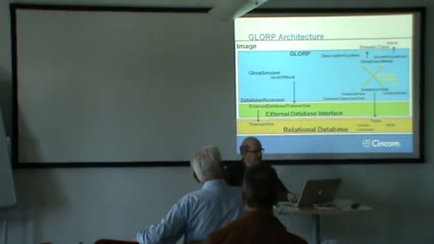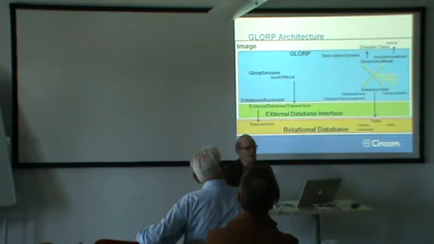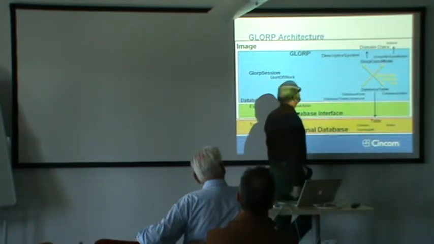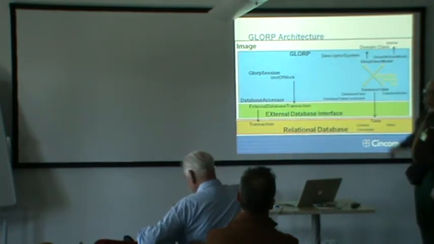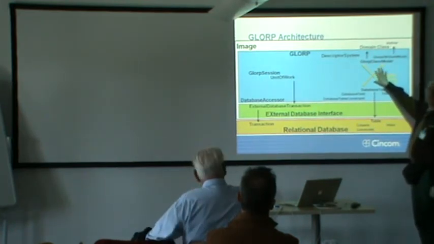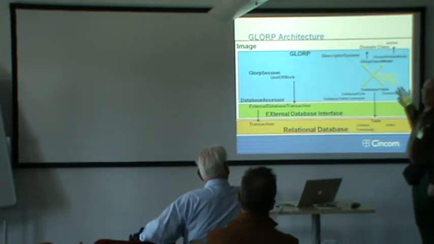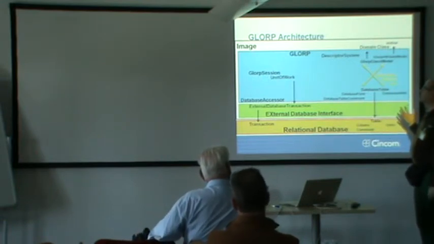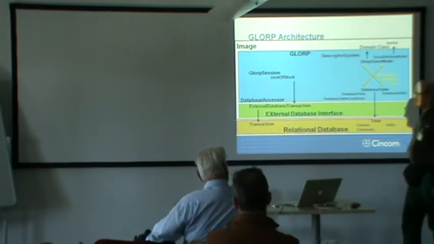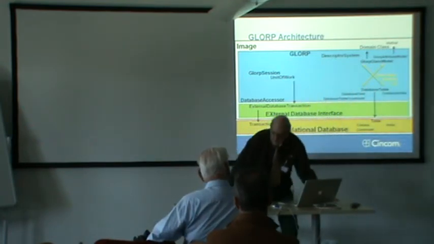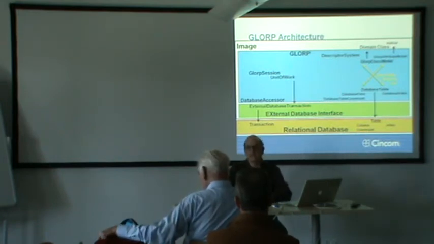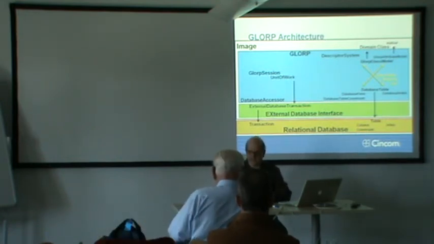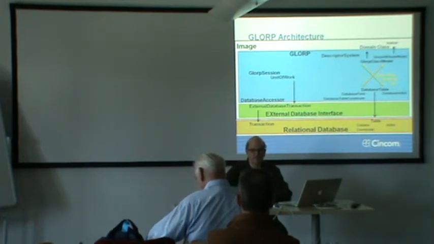Quick overview of the architecture. The key point is Glorp's got to model the domain. It's got to model the database, and then it's got to have a clever set of descriptors and mappers and joins, the third part, to connect the two. And basically Glorp's cleverness comes in solving that third problem.